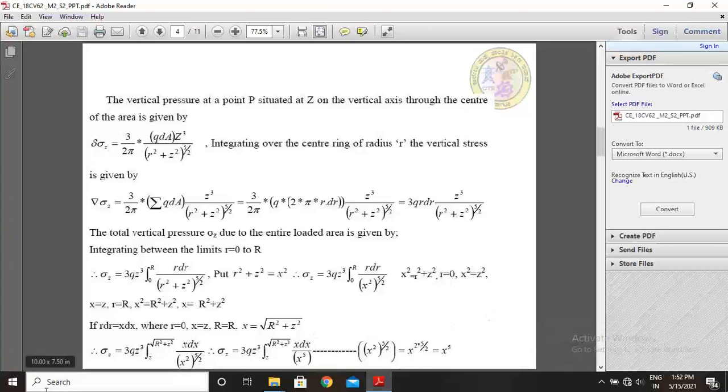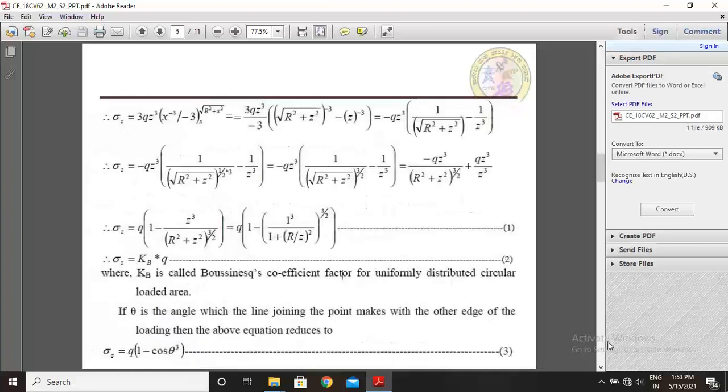Therefore sigma z equal to 3q z cube, integration from z to root of r square plus z square of x dx by x square to the power of 5 by 2. So while integrating, sigma z equal to 3q z cube integration from z to root of r square plus z square of x dx divided by x raised to 5. Here x square to the power of 5 by 2 is nothing but x square into 5 by 2, equal to x raised to 5. This is based on the mathematical concept.